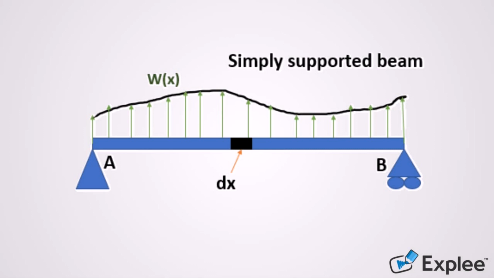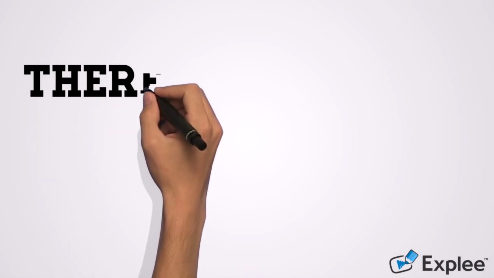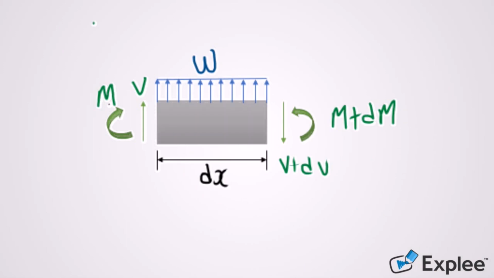Now from one end of the segment, that is the little ds, to the other end, there is a change. From the left side, we will have a shear force V, and this is small v. Then on the other end, we will have a shear force plus some change in shear, dV. Also for the moment, on the left side of the cut, we will have a moment M, while on the right side, we will have a moment plus some change in moment, dM.